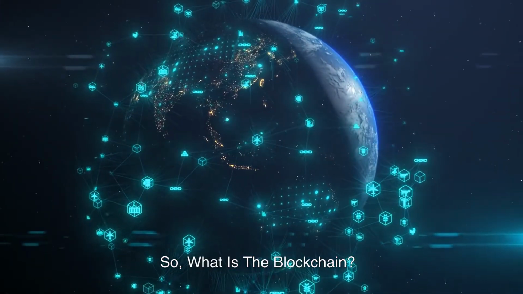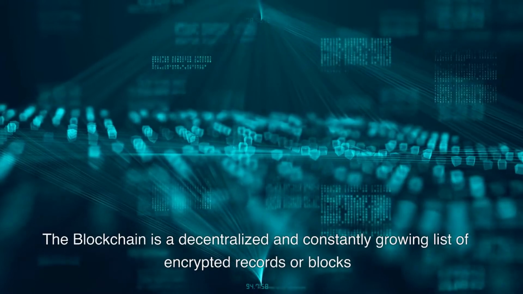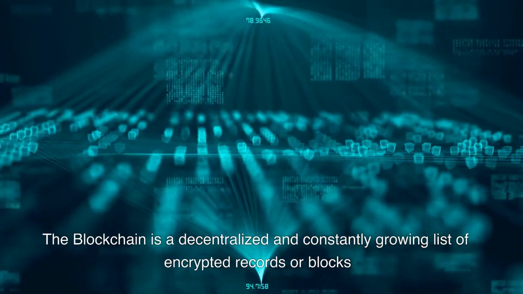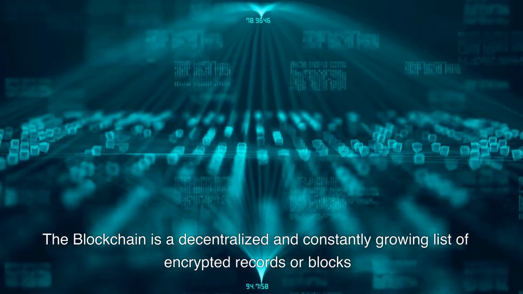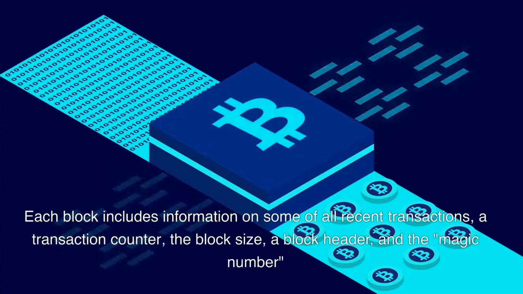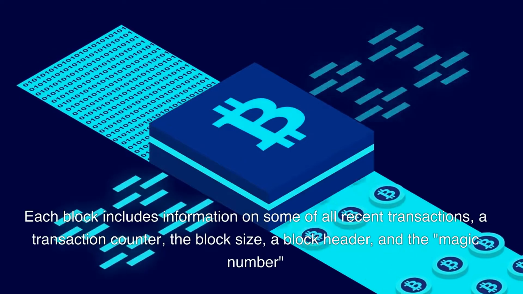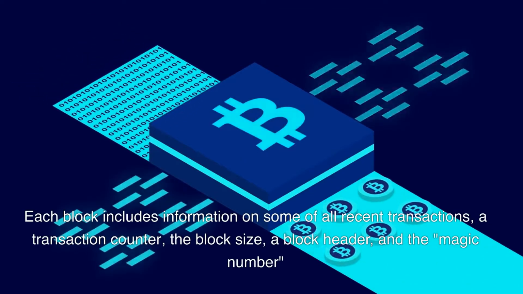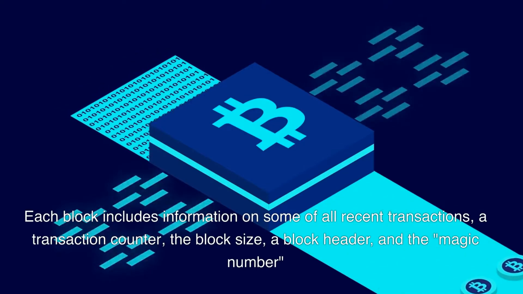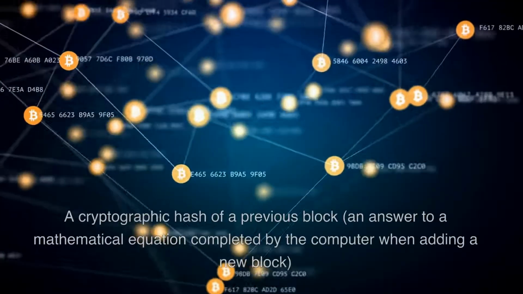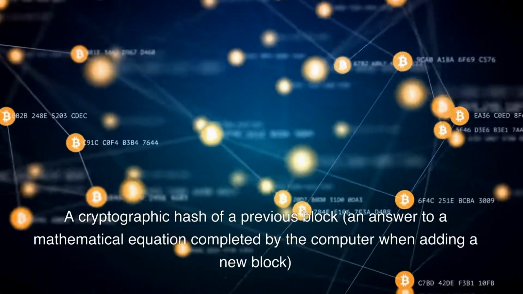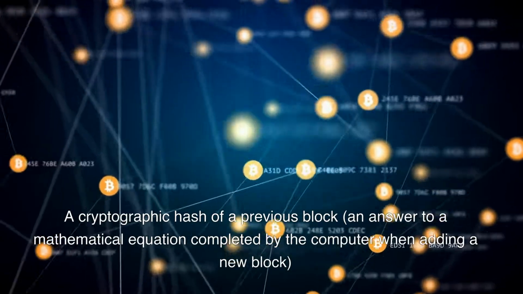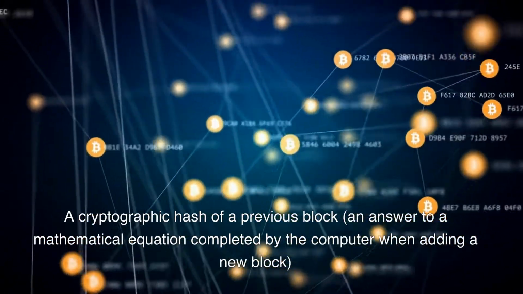So, what is the blockchain? The blockchain is a decentralized and constantly growing list of encrypted records or blocks. Each block includes information on some or all recent transactions, a transaction counter, the block size, a block header, and the magic number, a cryptographic hash of a previous block, which is an answer to a mathematical equation completed by the computer when adding a new block.